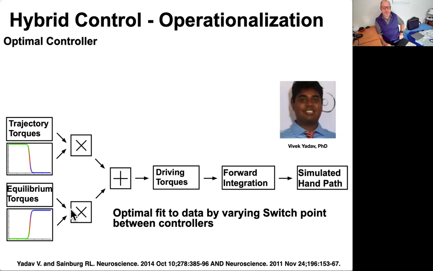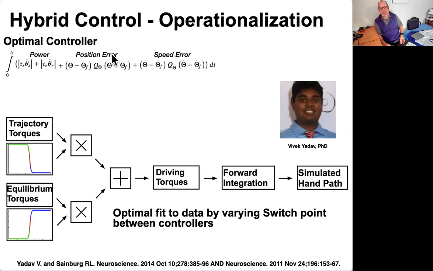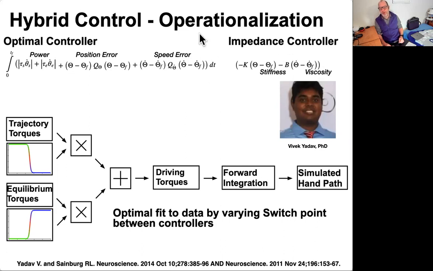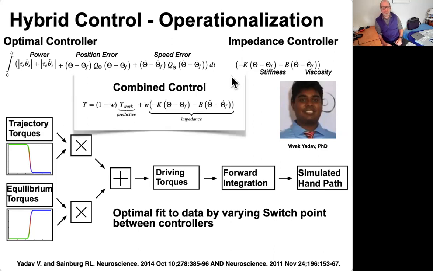We use these two sets of torques and combine them to forward integrate a simulated hand path. Our optimal controller minimized power, minimized position error at the endpoint, and minimized speed error. You want to stop at the endpoint. That was a simple objective function. And our impedance controller specified stiffness and viscosity with zero at the endpoint. And then we used combined control.